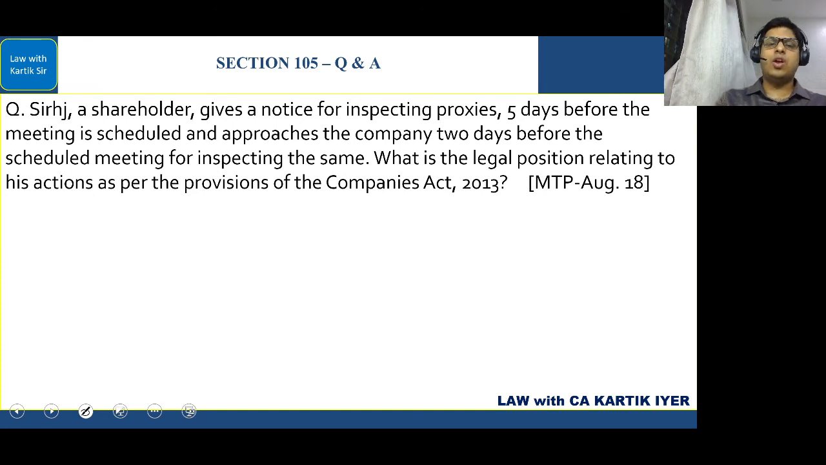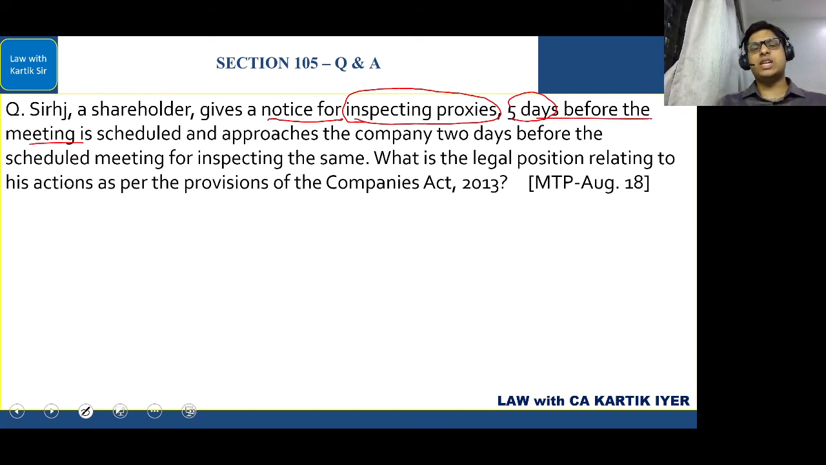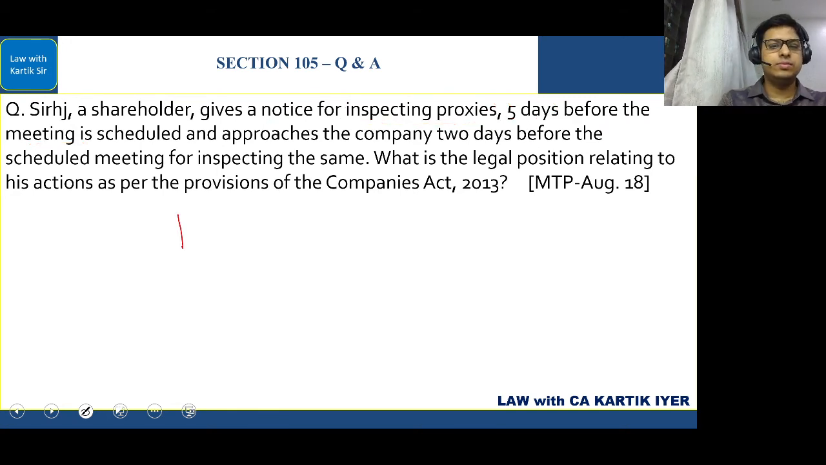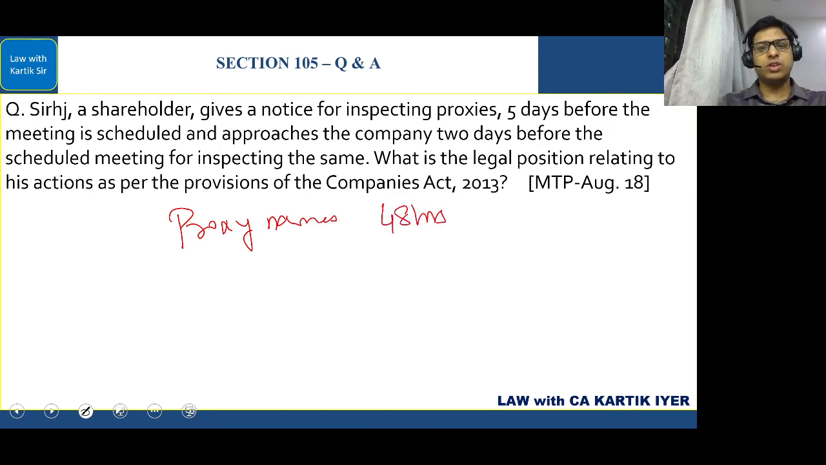Now let's understand. He wanted to inspect the proxies. So he gave a notice for inspecting proxies 5 days before the meeting. Now let's understand a few things. When you want to give the proxy names, you have to give it 48 hours before the meeting.